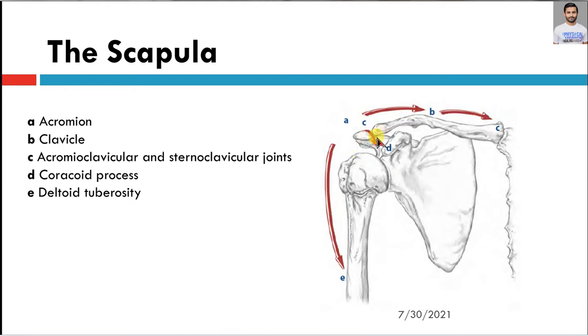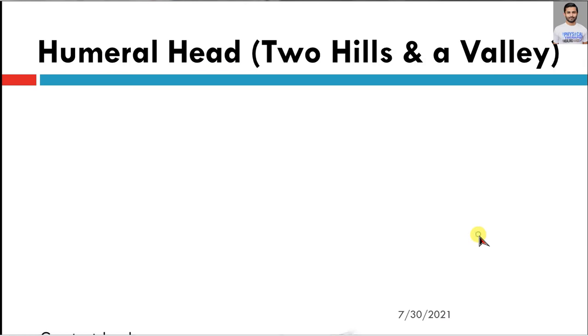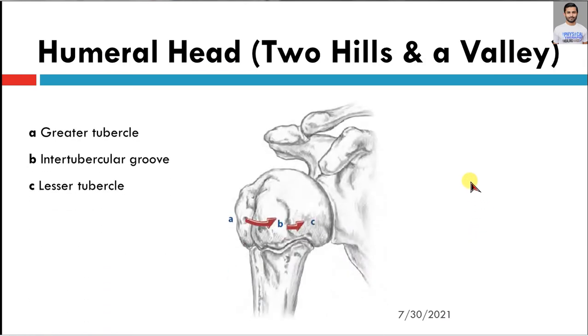Then you can see the acromioclavicular joint, the acromion, and the clavicle, making the acromioclavicular joint, the sternoclavicular joint, and you can see the coracoid process and the deltoid tuberosity. The humeral head has two hills and a valley.